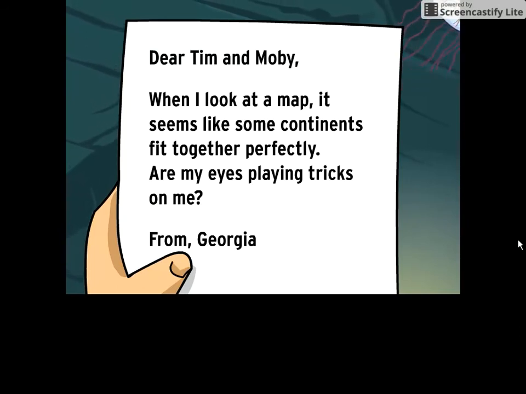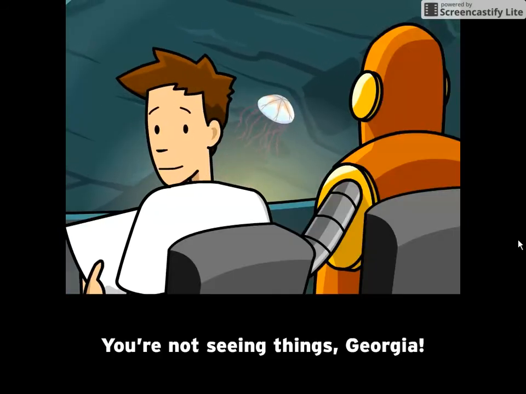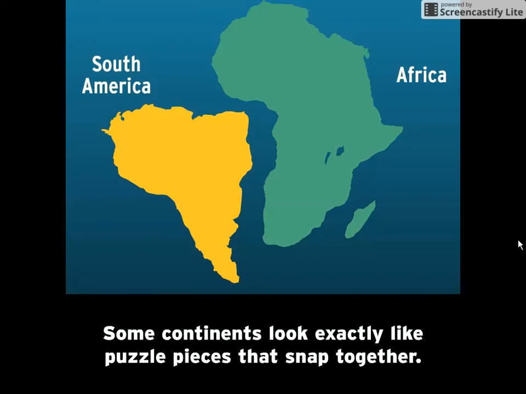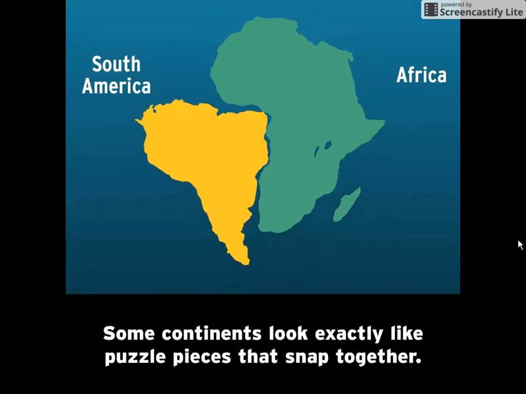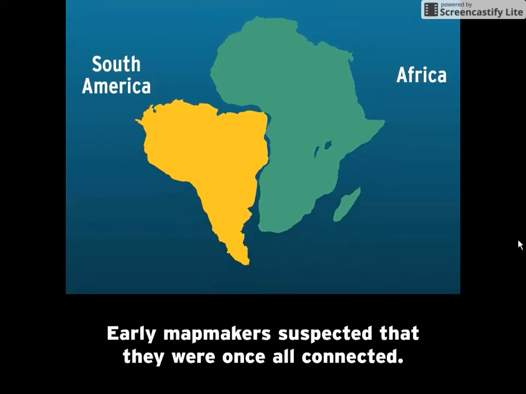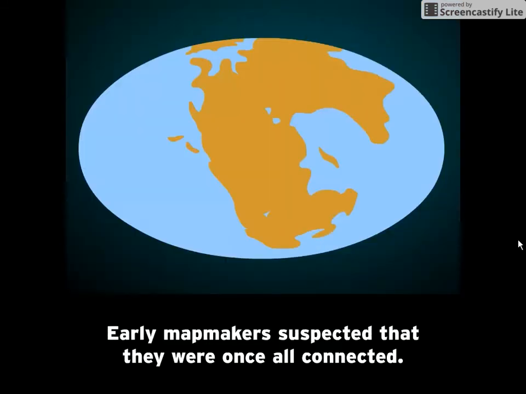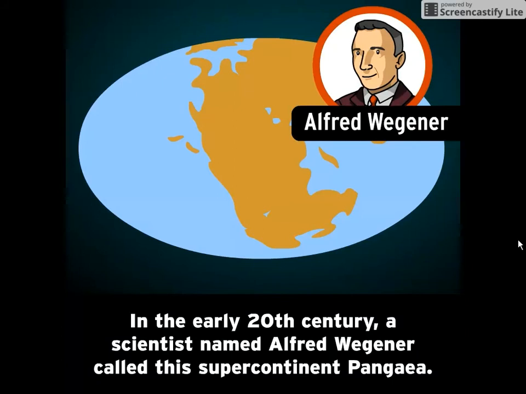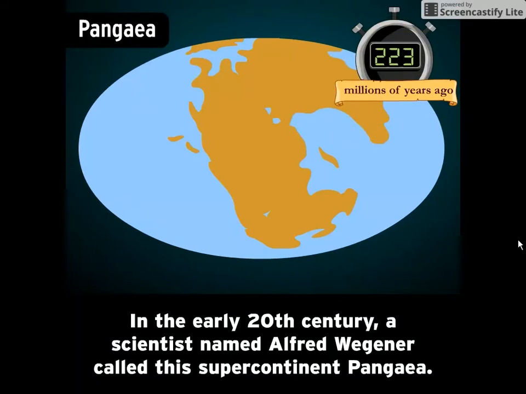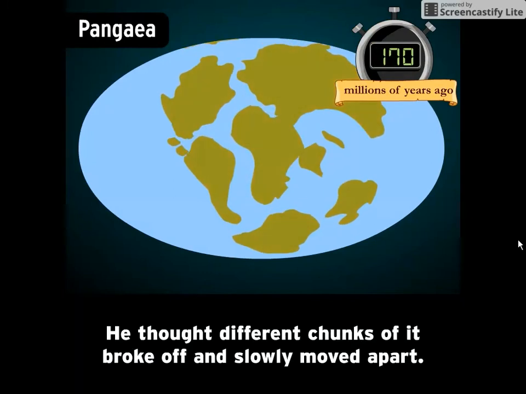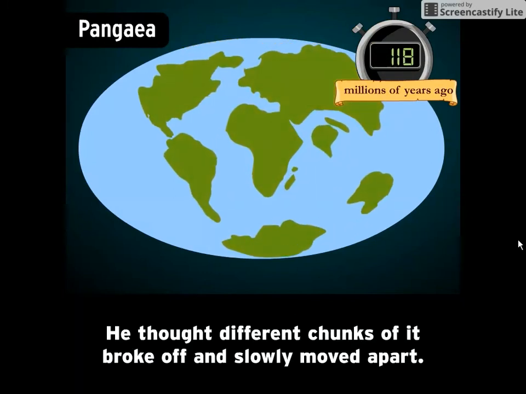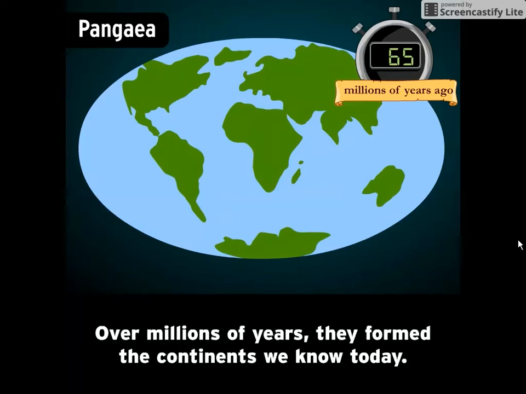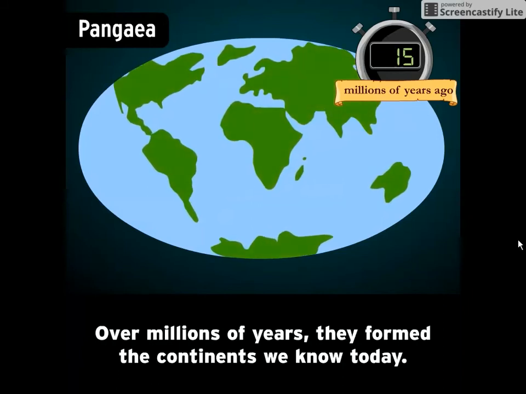From Georgia. You're not seeing things, Georgia. Some continents look exactly like puzzle pieces that snap together. Early map makers suspected that they were once all connected. In the early 20th century, a scientist named Alfred Wegener called this supercontinent Pangaea. He thought different chunks of it broke off and slowly moved apart. Over millions of years, they formed the continents we know today.